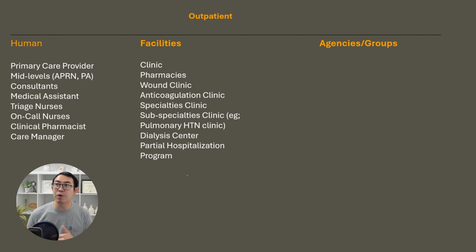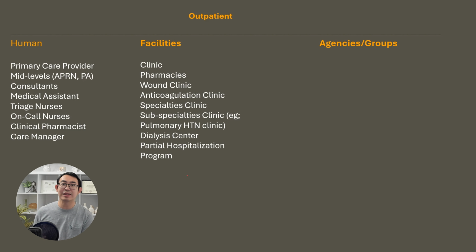Like, for example, a pulmonary hypertension clinic. Yes, we do have that, especially in the higher end of academic hospitals. They specifically manage these really specialized cases. And we have a dialysis center. We have partial hospitalization program, which is for psychiatry if they don't meet a full inpatient psychiatric admission. We can do a partial hospitalization program, for example.